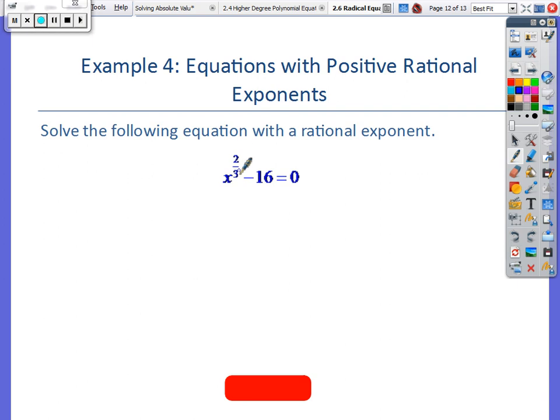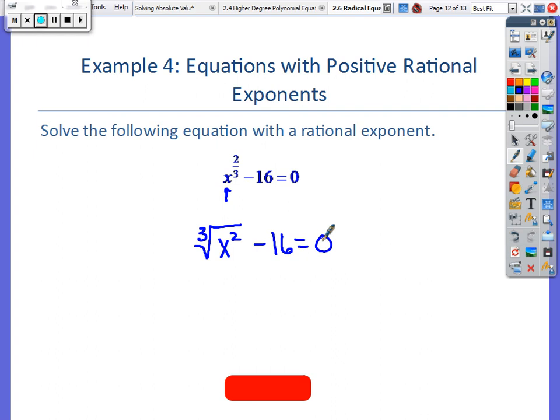So you have x to the 2/3 minus 16 equals 0. Well, first things first. Let's just rewrite this. Don't even start with any process or anything else. My index is a 3, and then my x is x squared. So it'll look something like this, and then minus 16 equals 0. I think at that point, now you're ready to solve.